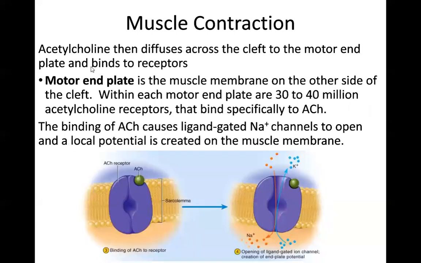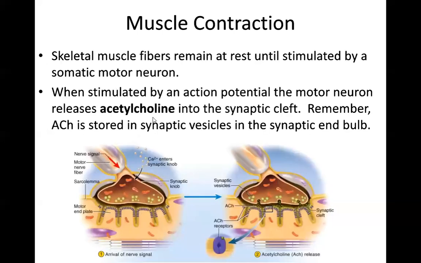Now, on the opposite side of the cleft are receptors on what's called a motor end plate, which is something that was actually labeled in that picture, or pictures, because it's kind of two pictures. The motor end plate is just the muscle membrane on the other side of the cleft, where you have an insane number of receptors for acetylcholine binding specifically to acetylcholine, ACH.